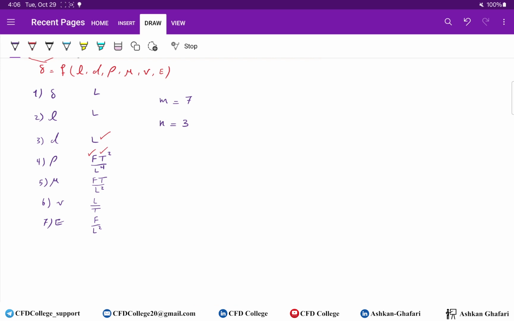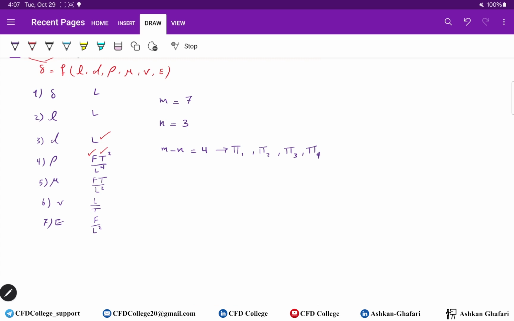So by having M and N, number of quantities and number of different fundamental units, you can calculate the number of dimensionless groups. So M minus N, which is 4 here, shows us the number of dimensionless groups. So we have pi 1, pi 2, pi 3, and pi 4. We have 4 different dimensionless groups in this problem.